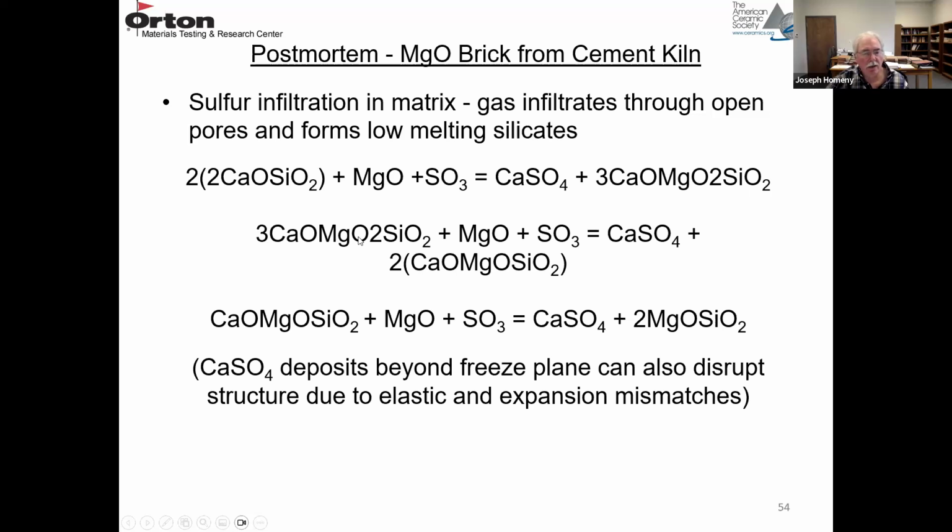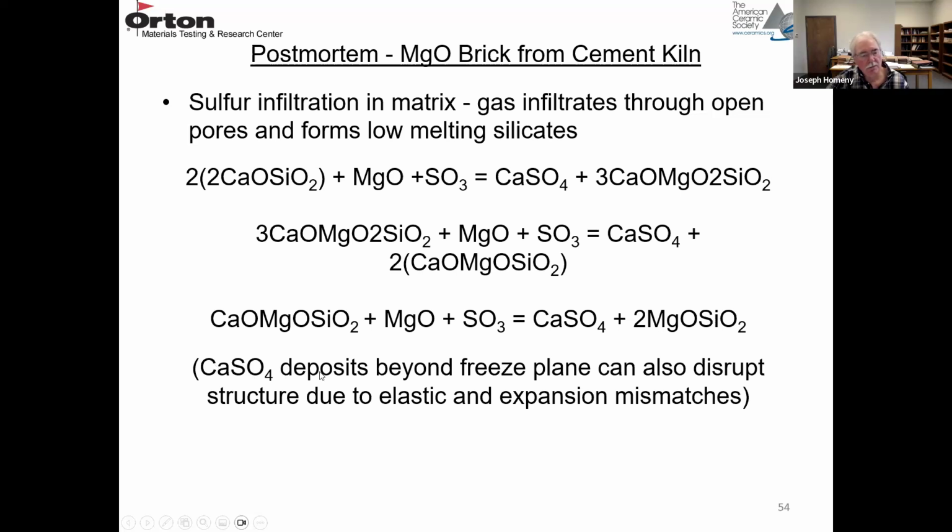And then the merwinite can also react with MgO and SO3 to form more calcium sulfate, plus this low melting calcium magnesium silicate monticellite, which we also talked about when we talked about MgO refractories. And then monticellite can react with MgO and SO3 to form more calcium sulfate and forsterite, this magnesium silicate. So when you have sulfur present in the oxide form, you're most likely going to form calcium sulfate.